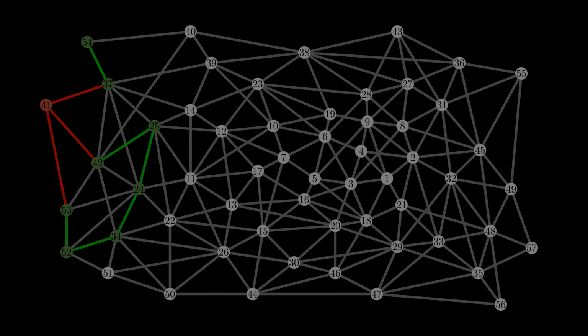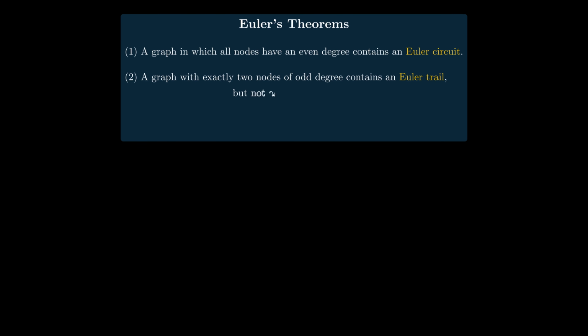Furthermore, Euler's results in this context can be found in literature by searching for Euler's path and circuit theorems, or just by searching for Euler's theorems. Euler showed the three following assertions. Assertion 1, a graph in which all nodes have an even degree has an Euler circuit. Assertion 2, a graph with exactly two nodes of odd degree contains an Euler trail, but not an Euler circuit. And assertion 3, a graph with any number of odd nodes other than 0 or 2 will not have any Euler trail.